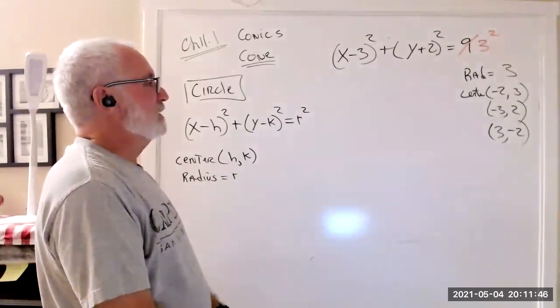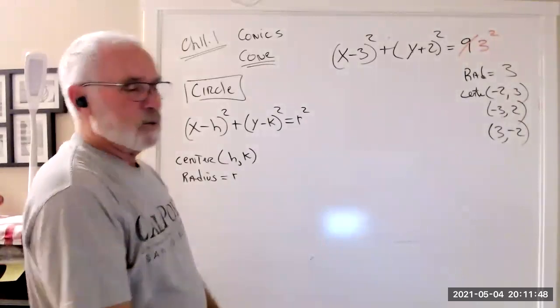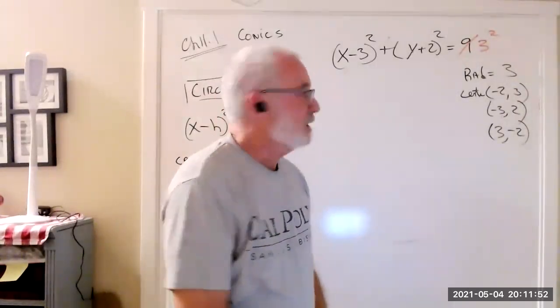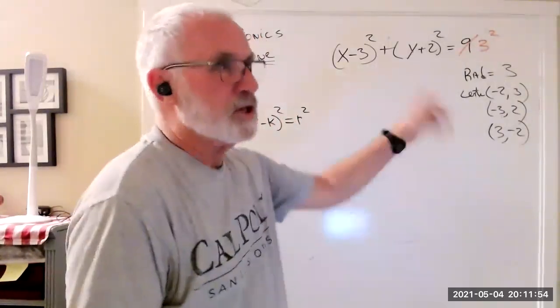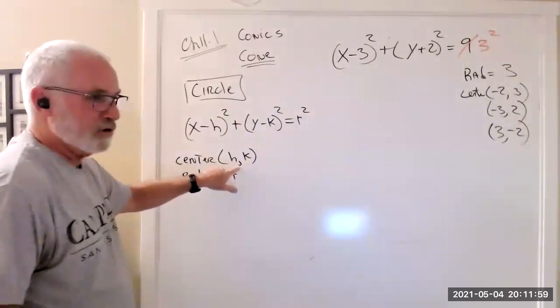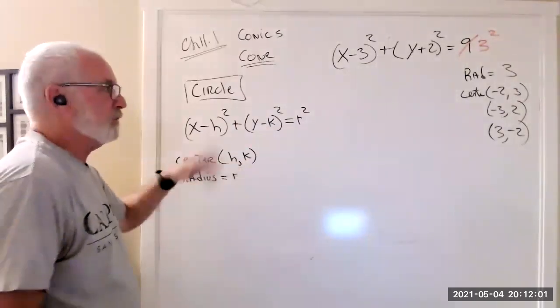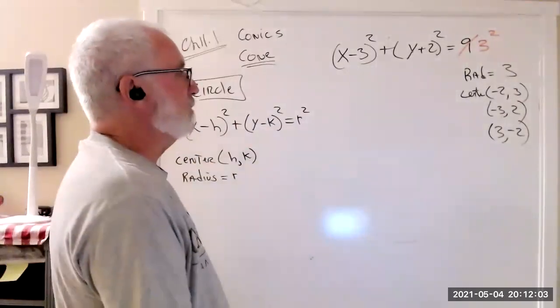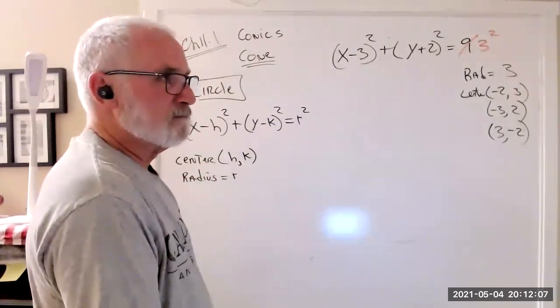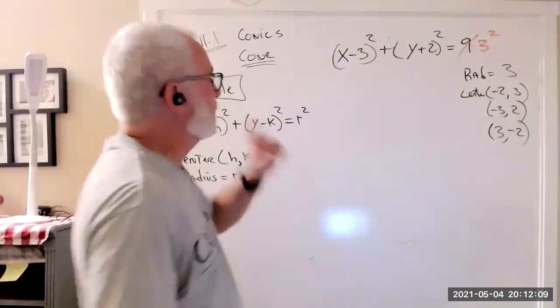Is it the full equation? Wait, I heard two things. Like, is it x minus 3, the full thing? No. It's these numbers, the h and k. The h, k is the center of the shape. Okay, so it is these numbers. But only one of those is right. Okay, let me show you.